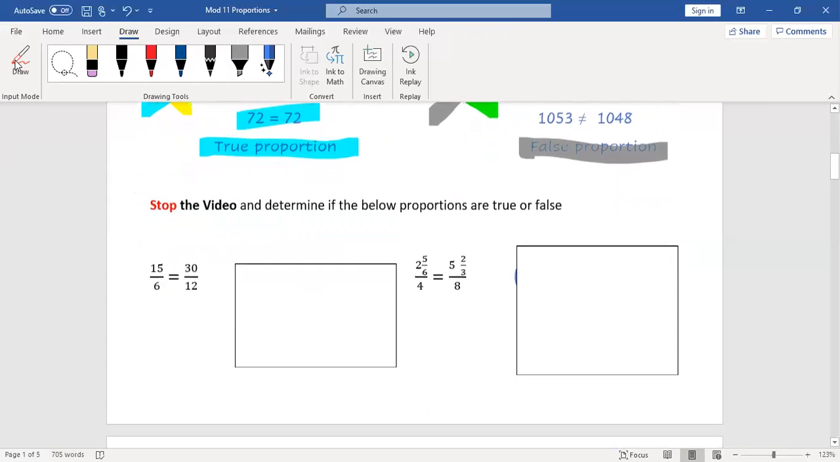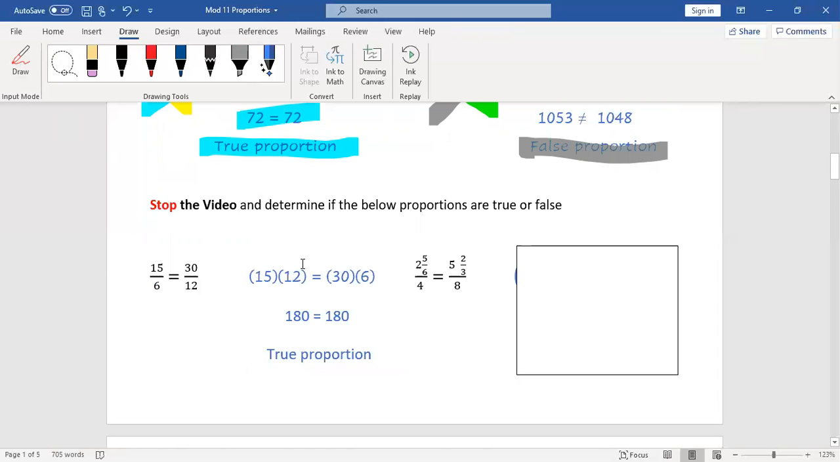So now I'd like for you to stop the video and determine whether or not the two pairs of fractions below are equivalent and represent a true proportion. So how did you do? The first one was pretty straightforward. Just put in 15 times 12 and 30 times 6, and you can tell that they truly do equal.